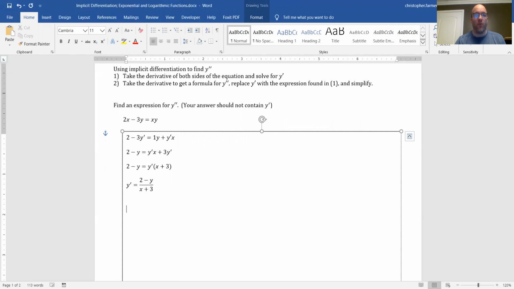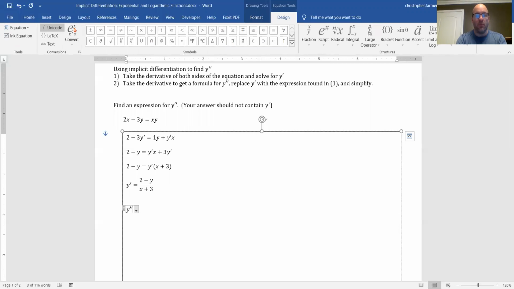Now we need to take it a step forward. Once again, we're going to take the derivative of both sides. The derivative of y prime is y double prime. And now we have to go through and use the quotient rule. So the quotient rule is going to give us a fraction. In the numerator, we have the derivative of the numerator of our original fraction. So we have to take the derivative of 2 minus y. The derivative of 2 is going to disappear. Think of the negative as a negative 1 coefficient, so that negative sign is still there. And the derivative of y is just y prime. And we have to multiply that times the denominator.